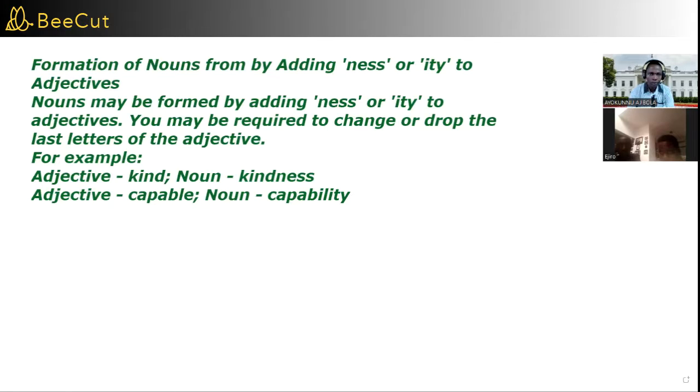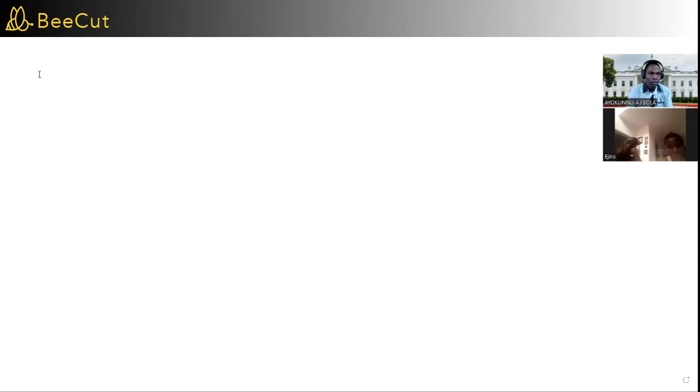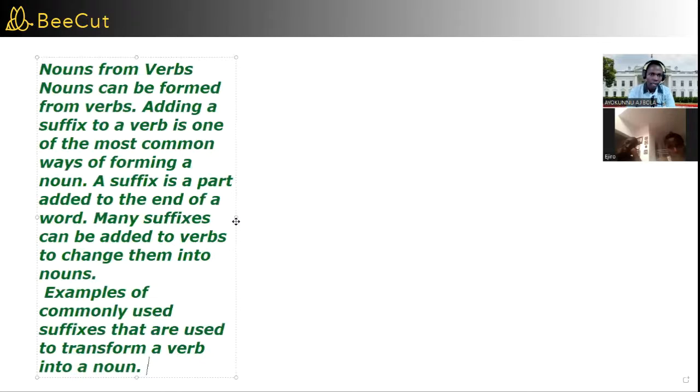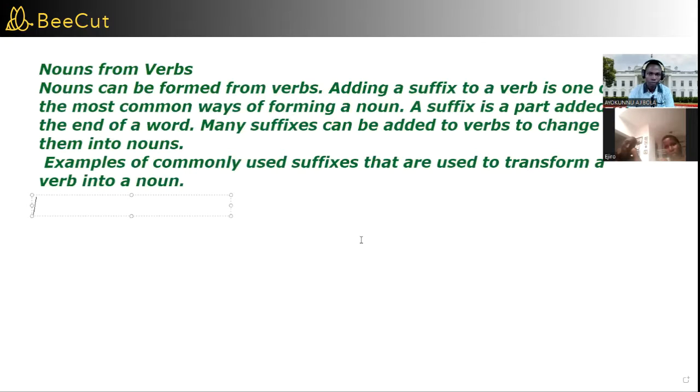Noun forms from verbs. Nouns can be formed from verbs by adding a suffix to a verb. This is a common way of forming a noun. A suffix is a part that is added to the end of the word. So many suffixes can be added to verbs to change them into nouns. We're going to look at a few examples here. So you can form nouns by adding a suffix to a verb. You can transform them into nouns.